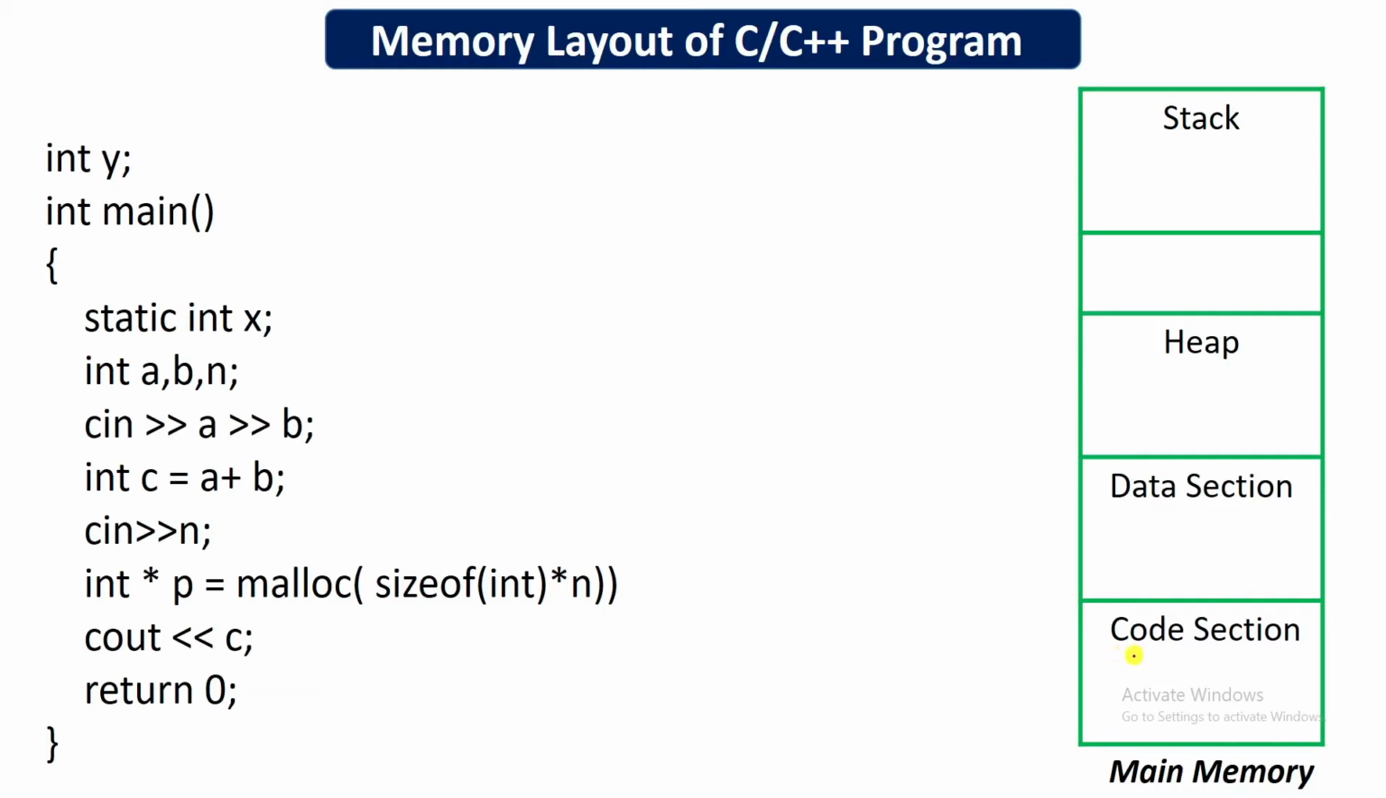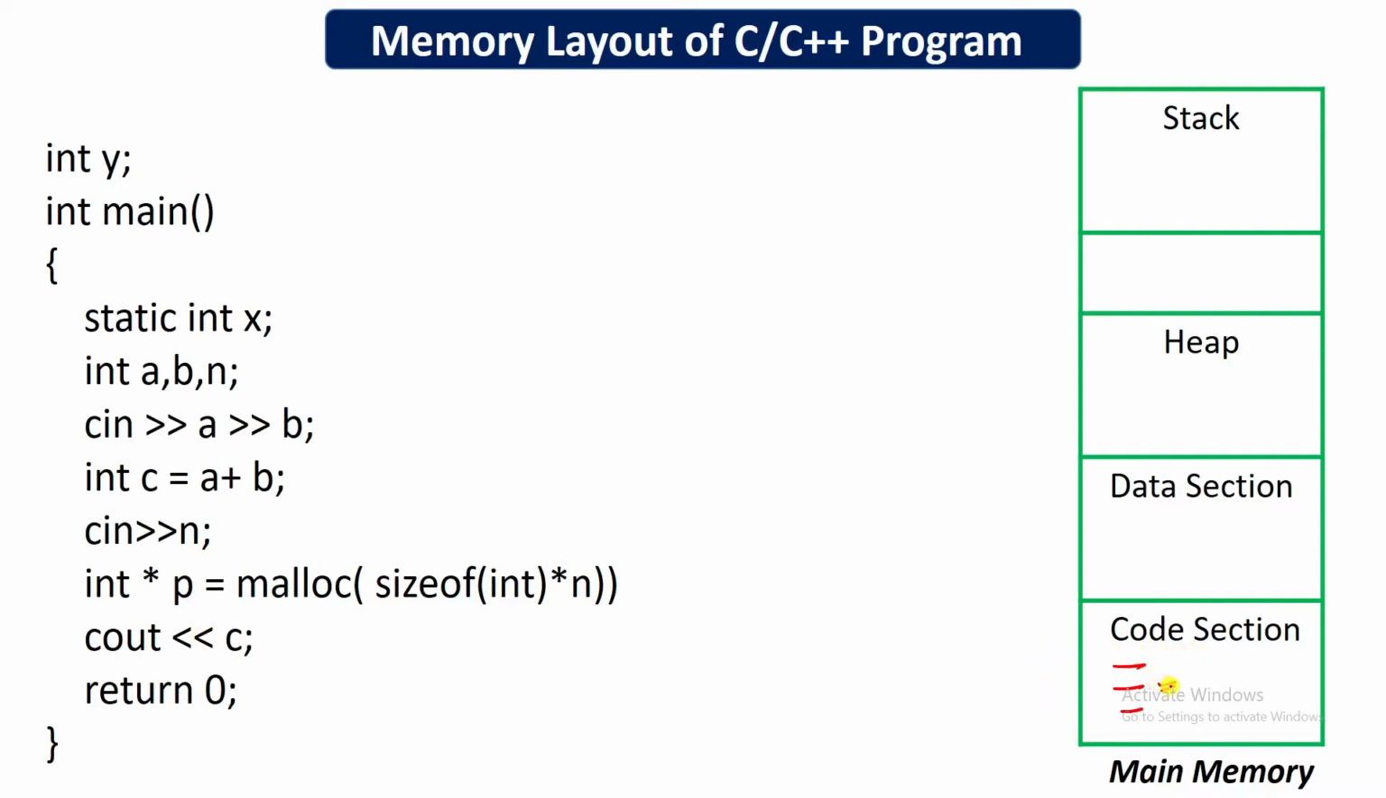So basically, in the code section, as we know, the instructions will be stored. You can say the instruction that reads the data from the user inside a and b will be stored. Then add a and b and assign the result inside c, this will be stored here. In the same way, other instructions will be stored, but a and b will not be stored as such inside this code section.